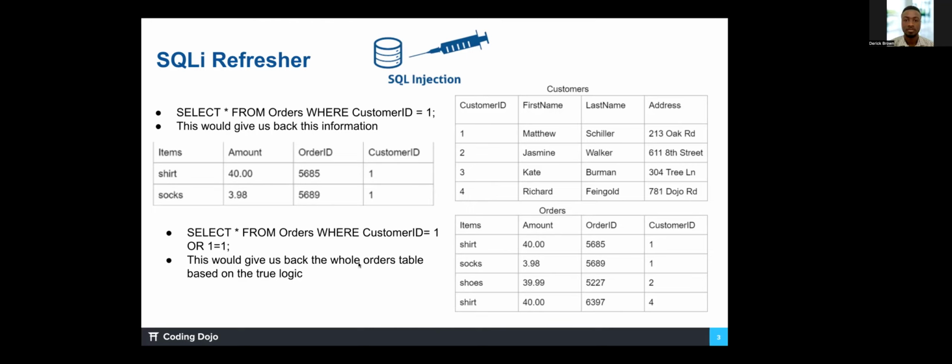So this will give us back the whole others table based on the true logic, right? So at this point, we are selecting from others where customer ID is equal to 1 or 1 is equal to 1. Now this would be equal to true, right? So then that means select from others, all of this part would be equal to true. So the system will just give us what we need. And that is just the first part, because the second part would sort of be invalid and the system will just consider the first part of the query.